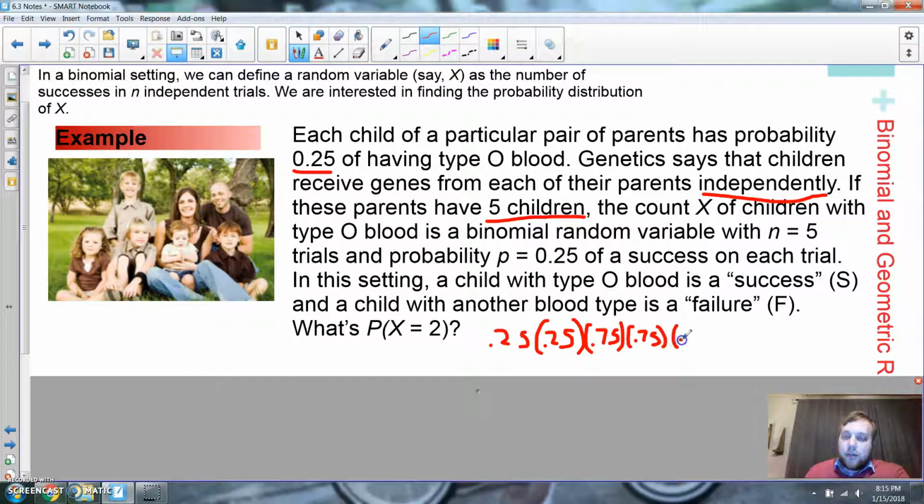All right. So basically what I got here, would you guys agree? I have 2 successes, right? Here's the first kid, here's the second kid, and then the third kid doesn't have it, the fourth kid doesn't have it, and the fifth kid doesn't have it. If I multiply those together, I get my answer, right?